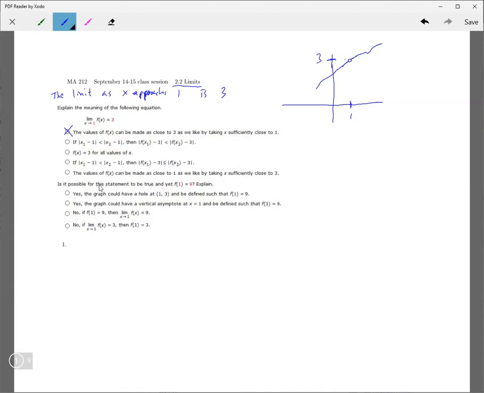So in the second part, is it possible for this statement to be true and yet f(1) equals 9? Let's say this is 9 right there. So this would be a situation where the limit is 3, but the value is 9. And that would be this one here. Yes, the graph could have a hole at that value, a hole right here, defined such that f(1) is 9. So here's actually where the value is. Okay, so that's a little bit of terminology there.